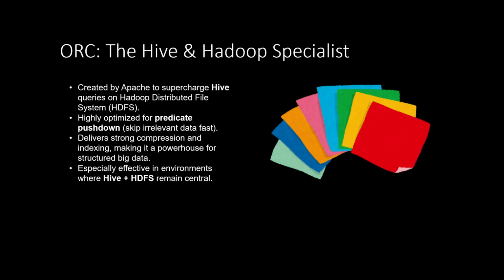Now, ORC. What is ORC? ORC was primarily used with Hive and Hadoop. It was very optimized for Hive and Hadoop. It was created by Apache to basically give boost to Hive queries and Hadoop distributed file system. It was very optimized for predicate pushdown. Predicate pushdown means we do the filtering of the data or we skip irrelevant data. It has strong compression and indexing, which helps in big data situations. But one note to call out here, it was meant for Hive and HDFS kind of combination.